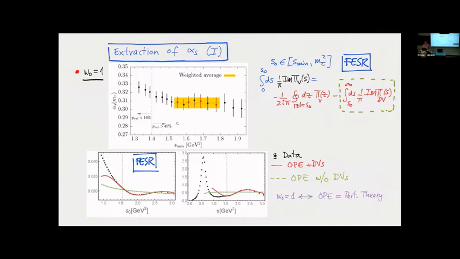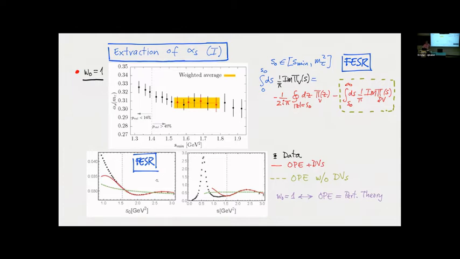Now, this is what you are actually fitting. The left-hand side is the experimental data. The right-hand side is the OPE plus the expression for duality violations that I showed you. And now you can compare. In this plot on the left-hand side, the black points are the experimental data. The red curve is the result of the fit, including duality violations. And the green curve is what you would obtain if you neglect duality violations. It is clear that the data prefers duality violations.